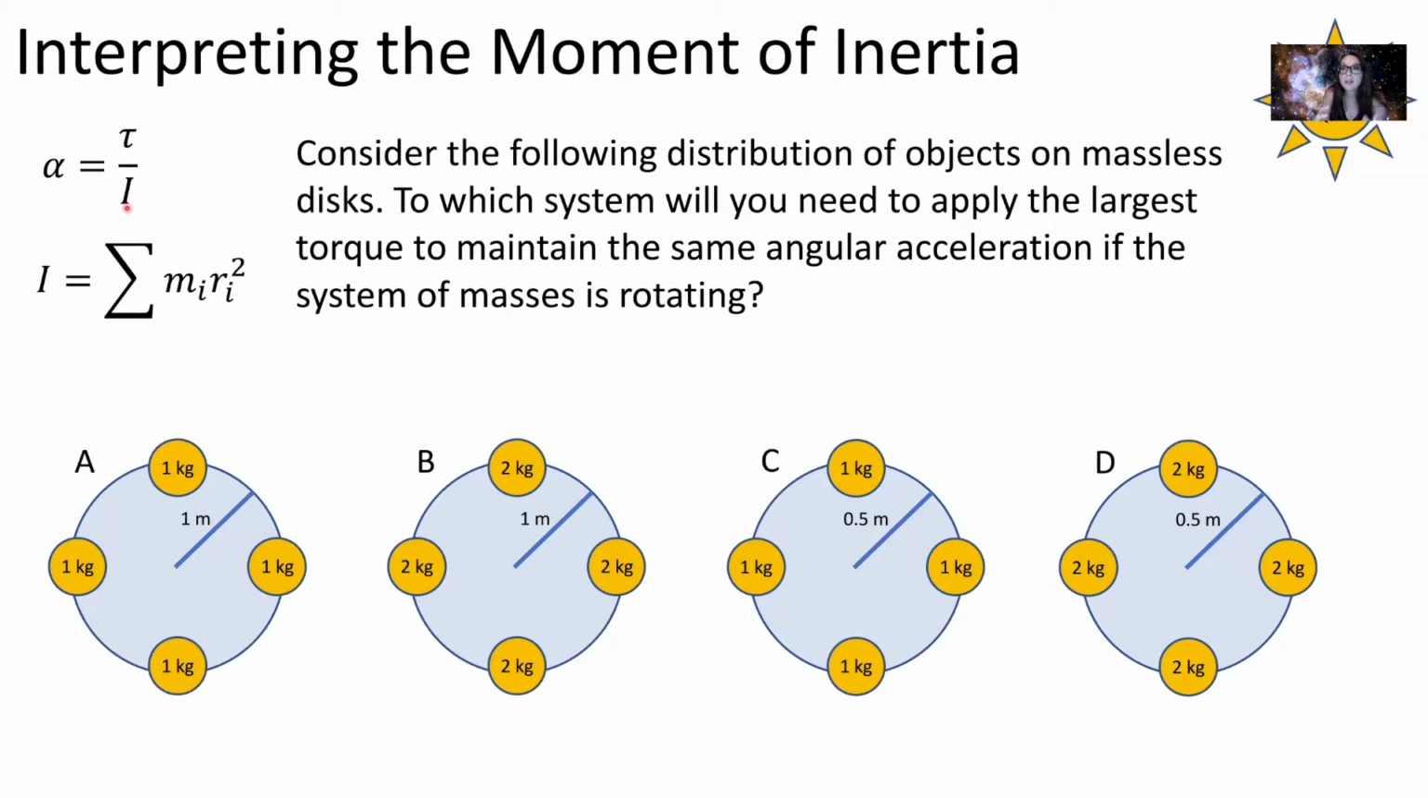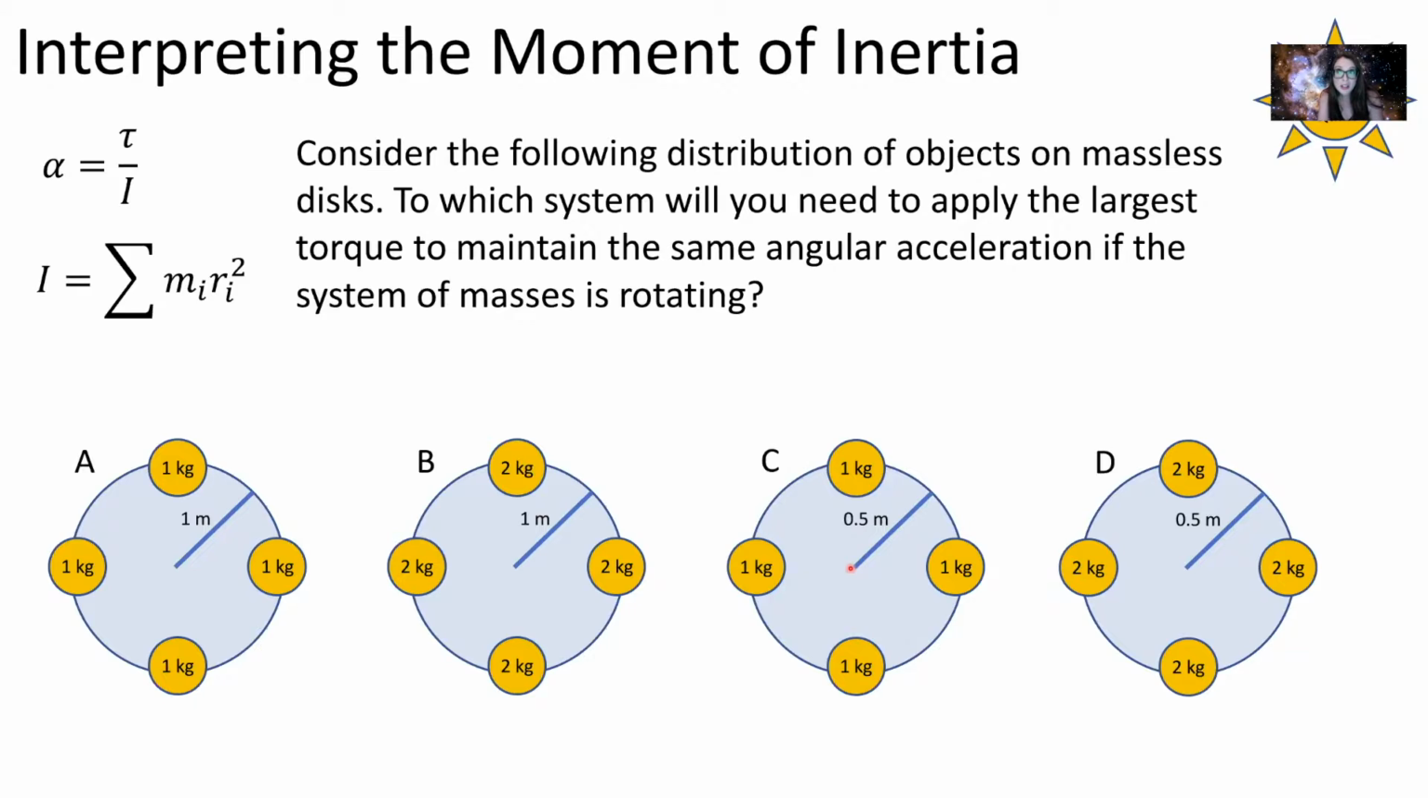So to figure out which system you need to apply the largest torque to keep the same angular acceleration, you're going to have to figure out which system essentially has the largest moment of inertia. If angular acceleration is the same for all of these objects, the object that you're going to have to apply the largest torque to maintain that same angular acceleration is the object that has the largest moment of inertia. So essentially I'm asking you, to which system will you need to apply the largest torque to keep the same angular acceleration? That's also the system with the largest moment of inertia.